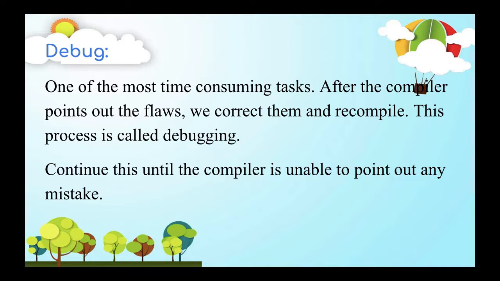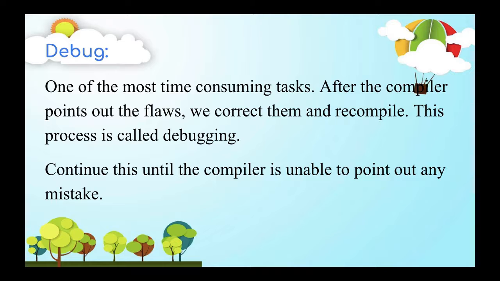Debugging a code is one of the most time consuming tasks. After the compiler goes through our code and identifies the flaws, it will point out that these are the flaws. We correct them and recompile it. So there is an iterative process, a process that repeats again and again. What is the iterative process? Let's say you eat food, then you sleep. You again wake up, eat food, sleep, eat food, sleep. So this is an iterative process, a process that repeats itself, right?